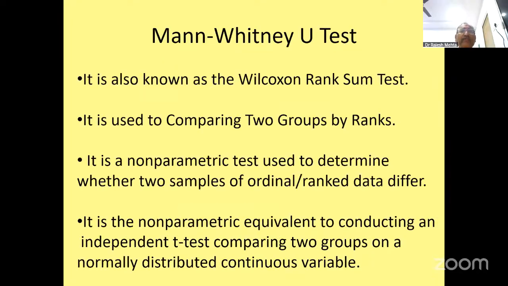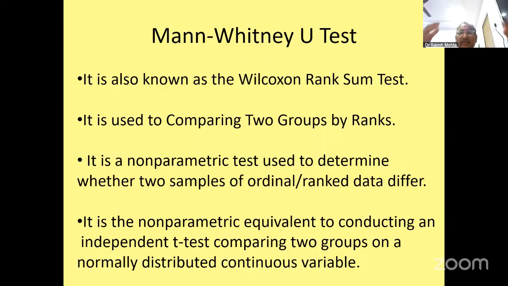Now, first we go with the Mann-Whitney test, also known as the Wilcoxon rank sum test, because there is some ranking. It is used for comparing two groups by ranks. It is a non-parametric test used to determine whether two samples of ordinal rank data differ or not.